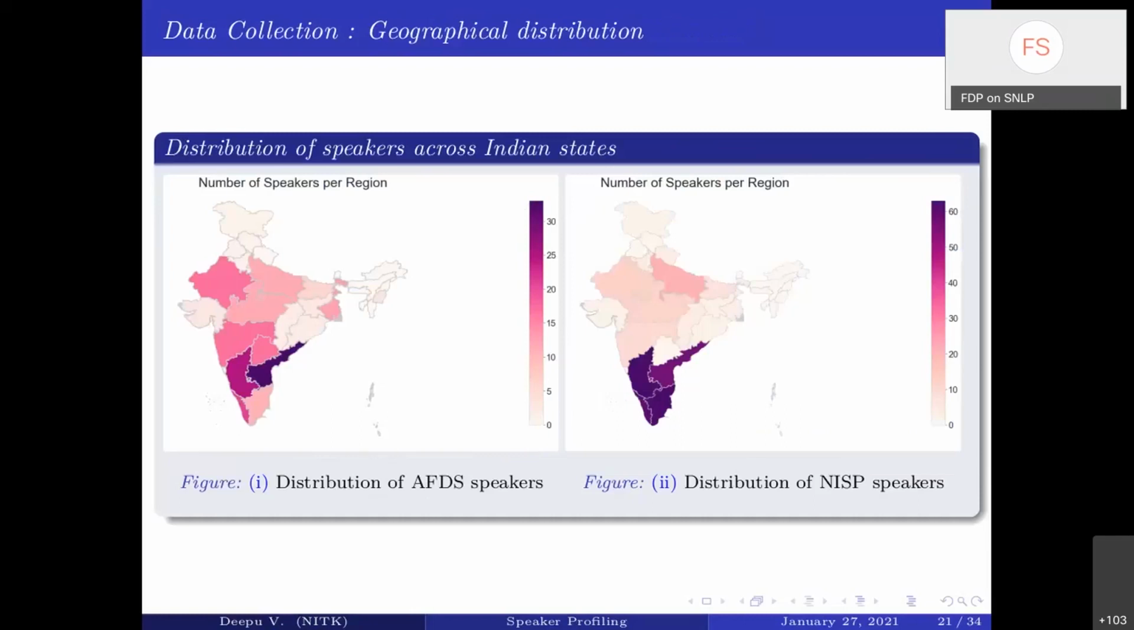Now, that's basically the number of speakers per region for the two data sets. Here you will see more variability, but there are fewer people. The second data set is larger, but it has only limited variability because we only collected 5 different languages.